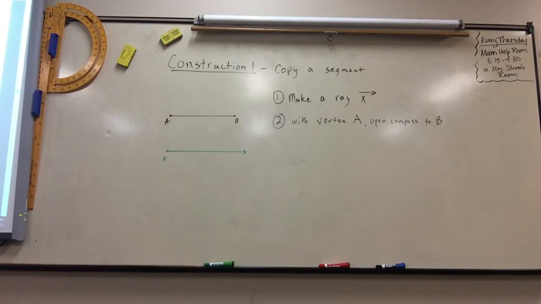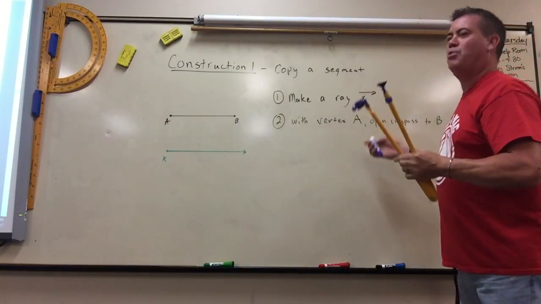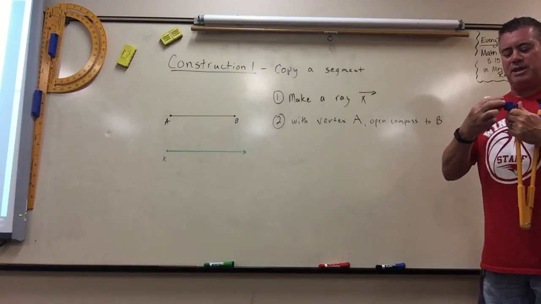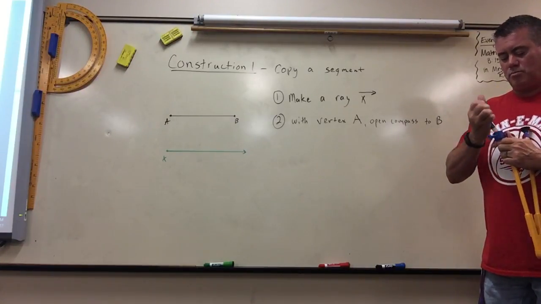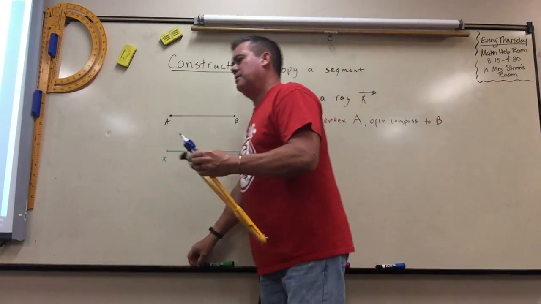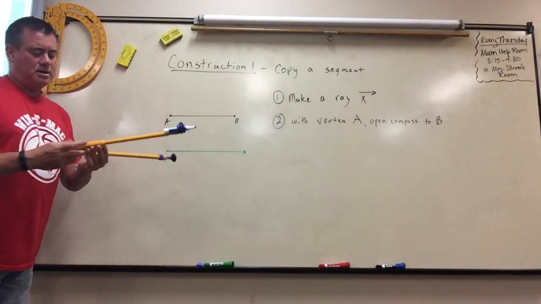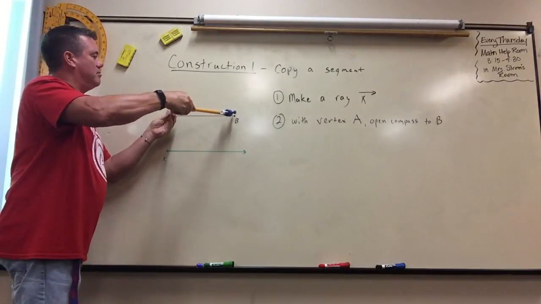Okay, so step 2. With vertex. Now, on all these constructions, if it tells you with vertex A, that means put the pointy part of your compass on that point. The pointy part is the vertex. So with vertex A, open the compass to B. That means just take your compass and open it up so it's the length of A to B.